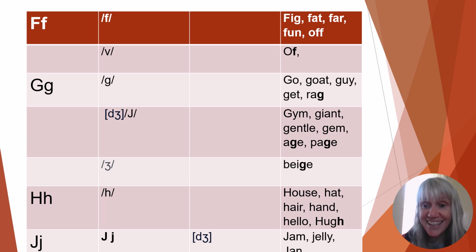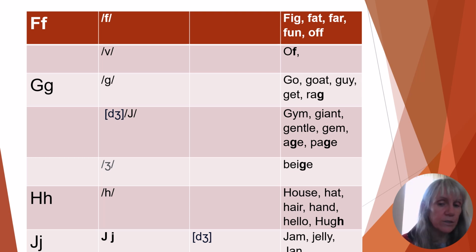We're moving on then to the F. F can make two different sounds, okay? It can make the f sound, as in fig, fat, fur, fun, and off. It can also make the v sound, as in of. So try saying off and of. Two totally different sounds that F is making, again according to how it's used in a word.